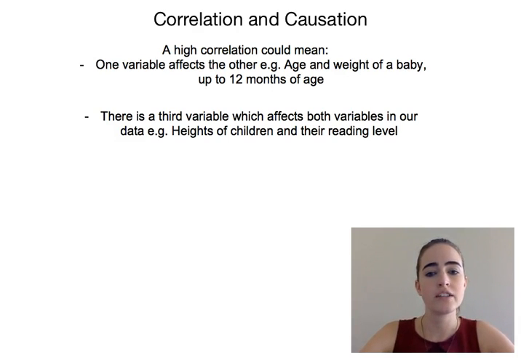So for example, the heights of children and their reading level. Their height isn't directly affecting their reading level, and their reading level is not directly affecting their height. But both of those things could be related to the child's age. Again, as they grow older, their height's increasing and their reading age is increasing as well. So there's a third variable that affects both of the ones that we're looking at.